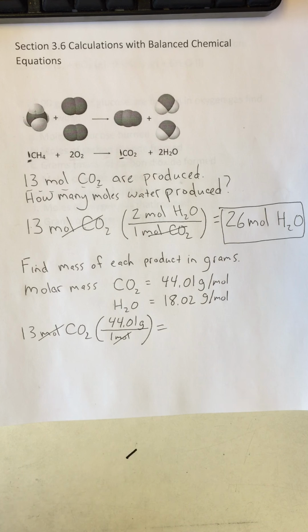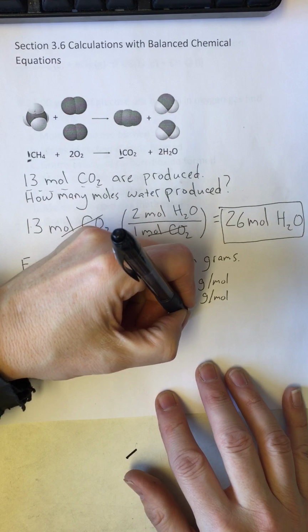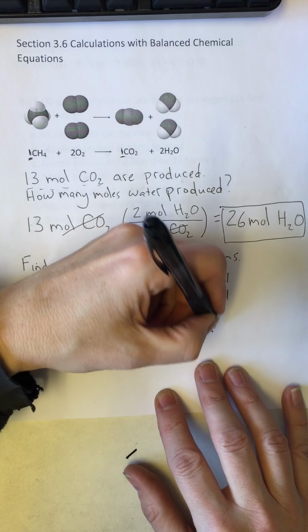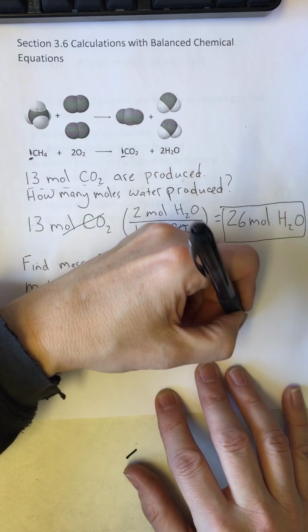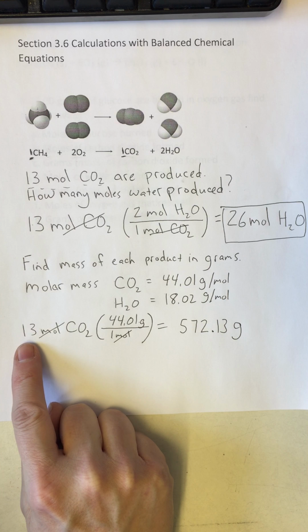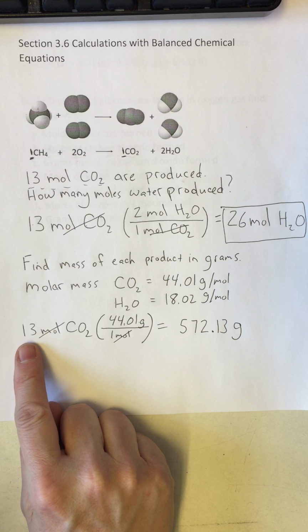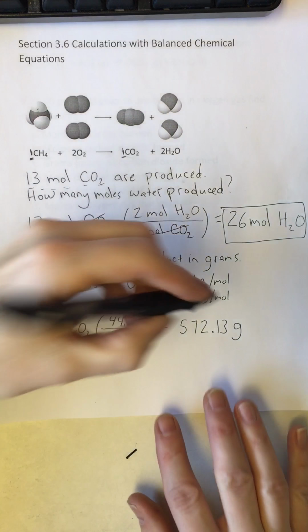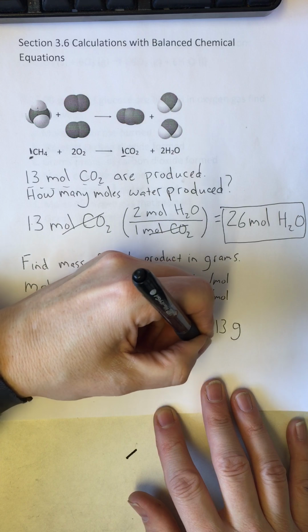So 44.01 times 13 is 572.13 grams. Now you have a criticism here perhaps about significant figures. In fact, there's only 2 significant figures here. It's 13. So according to the rules of sig figs, we would round this to 2 sig figs. So I will. Significant, significant, not significant.